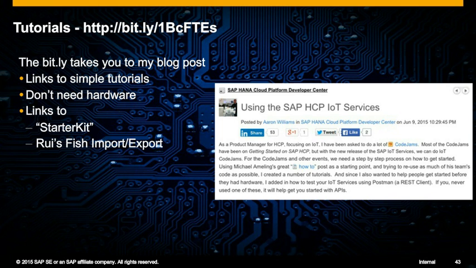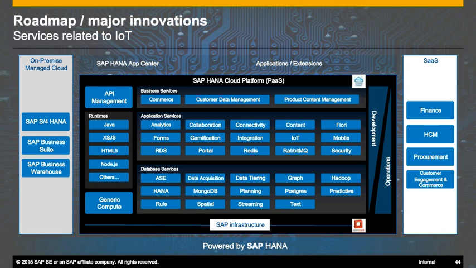So this is the main part of the roadmap that we're going for in the next couple of months. Right now we have RDS and IoT up here for the application services. Down here for database services, we're adding in Hadoop and streaming. This could be stuff like ESP, the event stream processing, that will be getting up onto the HCP.